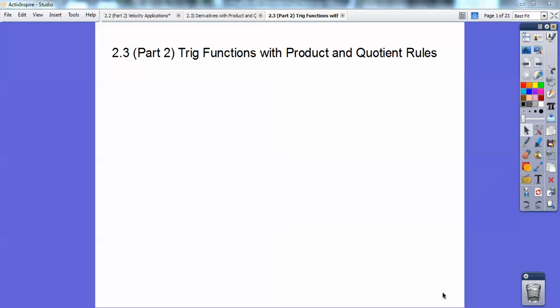Hey guys, this calculus lesson is on more trig functions with derivatives. So here we'll do the tangent and the cotangent and the cosecant and the secant. So take the derivative of those.